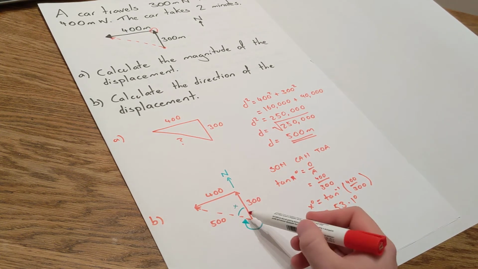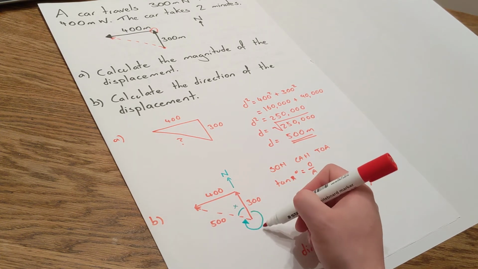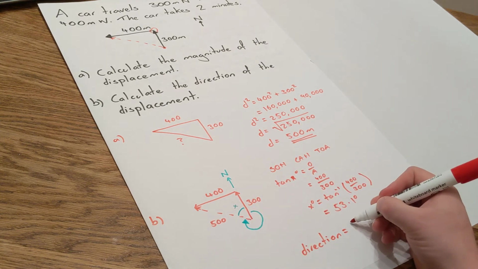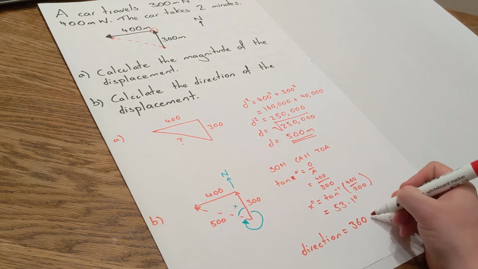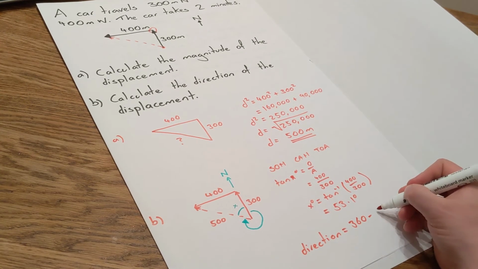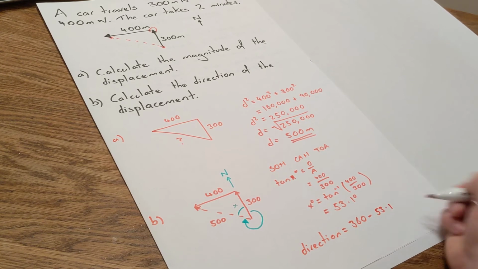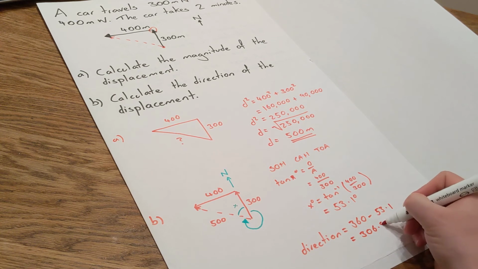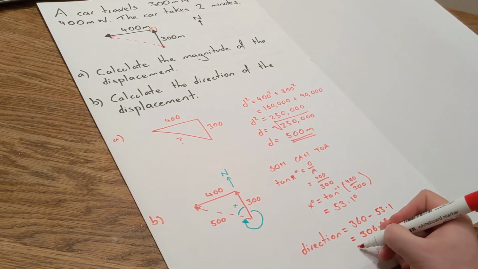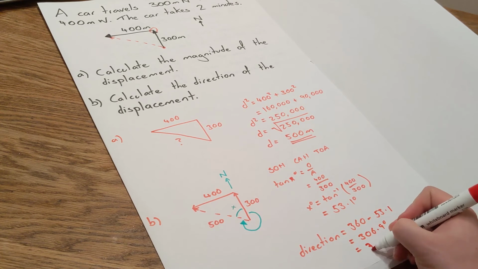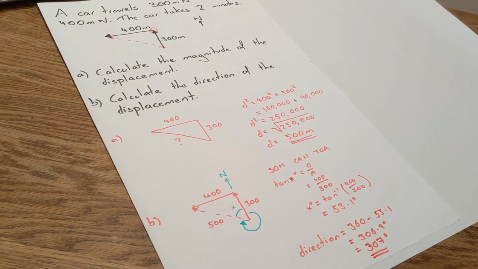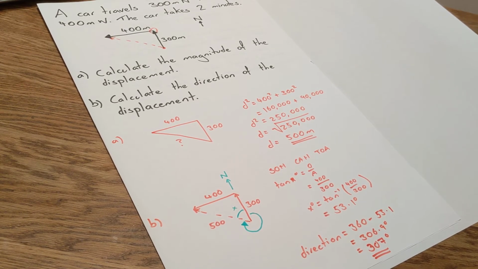So our actual direction is going to be 360 degrees, because that would be the full circle. Take away this bit here, the 53. So we're going to have 360, take away 53.1, and that's going to give us 306.9 degrees. Let's call that 307 degrees. That is the direction of the displacement, because it's written as a bearing all the way around.